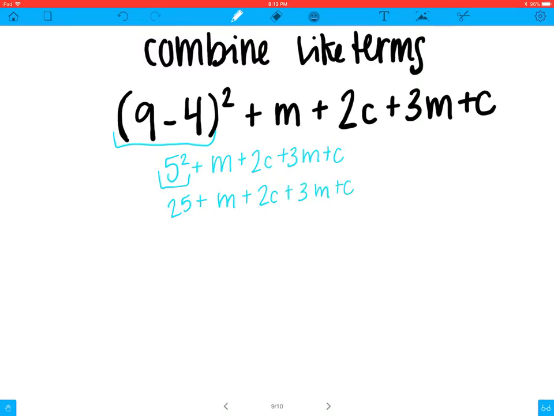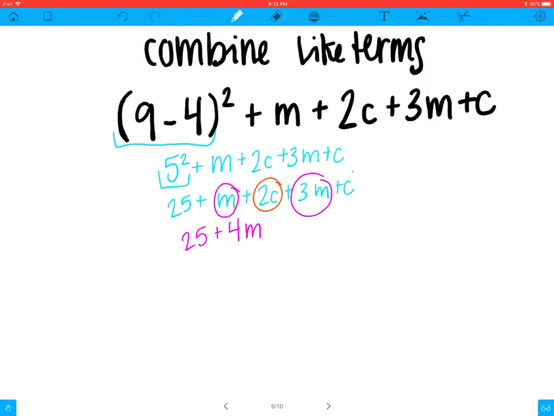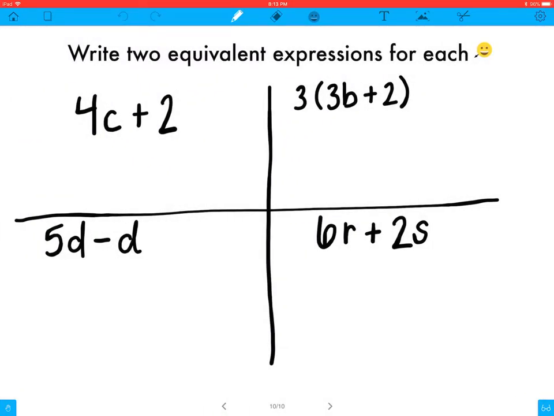I'm going to grab another color, and I'm going to start circling things that I know I can put together. The m and the m can go together. So 1m plus 3m is equal to 4m. So 25 plus 4m. I'm going to grab another color because I know I can combine the c. So 2c plus c is equal to 3c. So 25 plus 4m plus 3c. It started out pretty long, and we actually evaluated it to be quite small, which feels good.